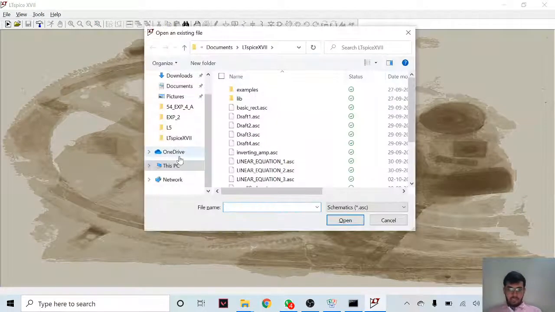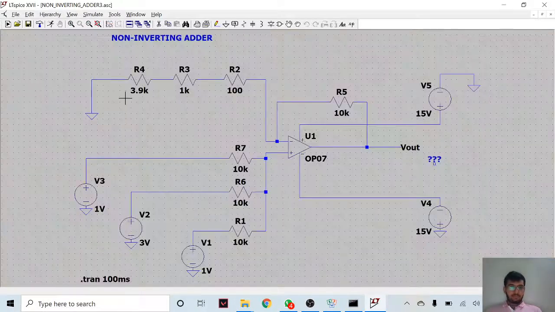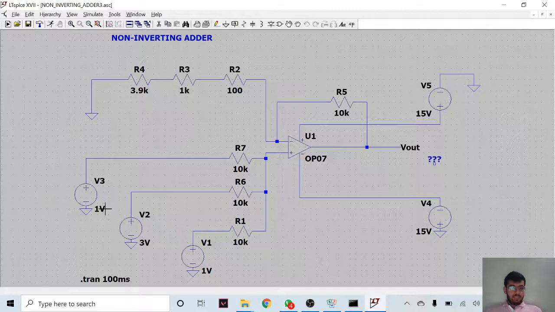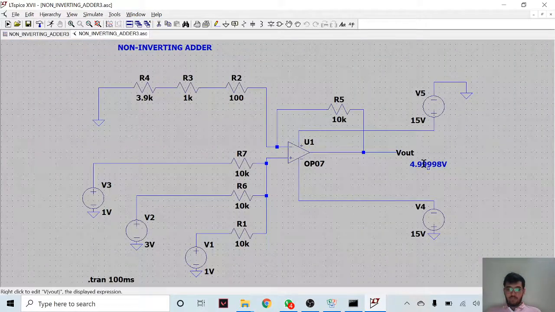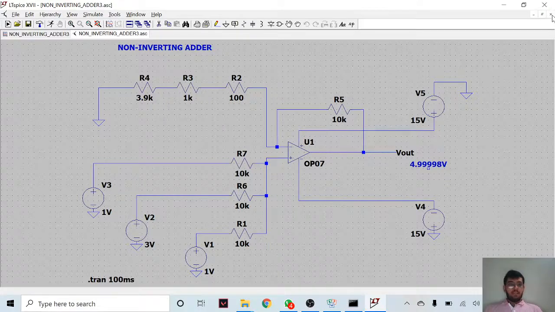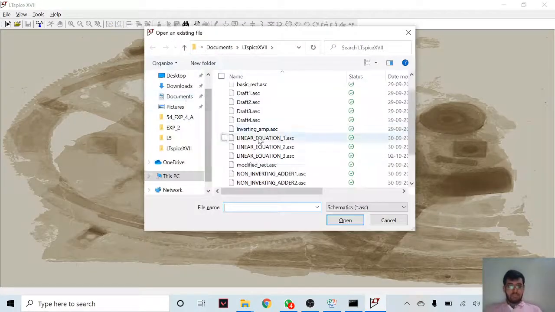Now adder circuit 3. Only changes we have made is the voltage supplied: 1 volt, 3 volts and 1 volt. On simulating it, we'll be getting 4.999 volts, which is 1 volt plus 3 volts plus 1 volt, which is almost equivalent to 5 volts. This was all about the adder circuits. Now I'll be showing you the subtractor circuits.